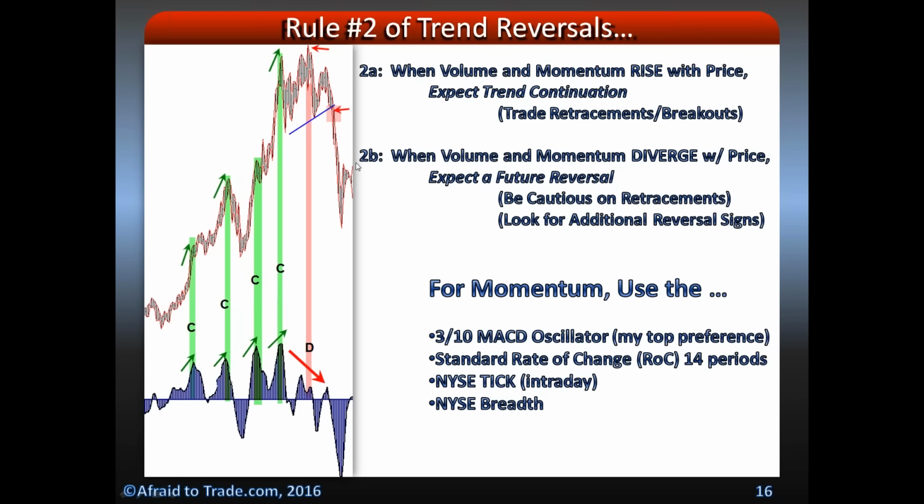Now, when volume and momentum diverge, as in this red line, price is at an absolute higher high. That's a fact. That's undeniable. This is a higher high. But momentum is not. Let's imagine that volume is not, and maybe some internals, if it's an intraday chart, are not. That's a non-confirmation. That suggests a future reversal and makes us bearish, as in do not buy this retracement.